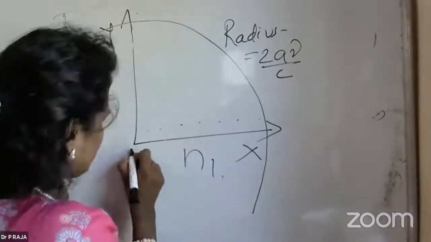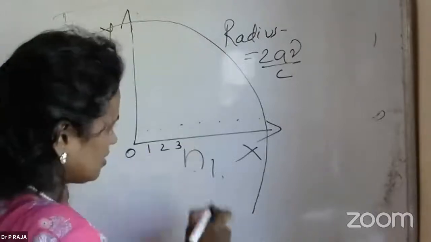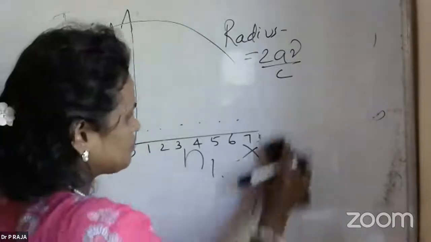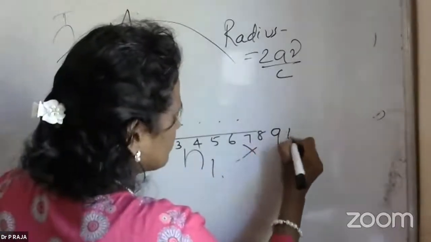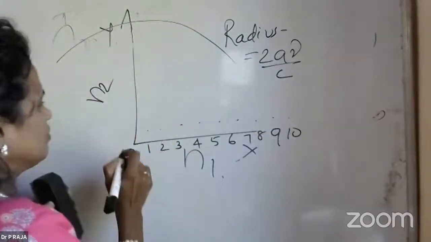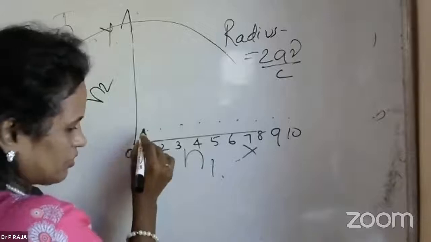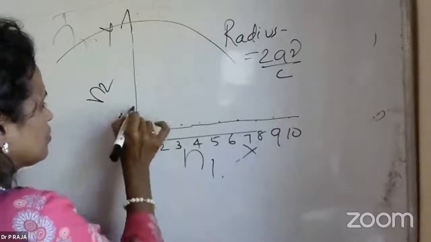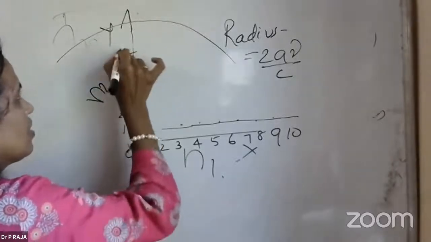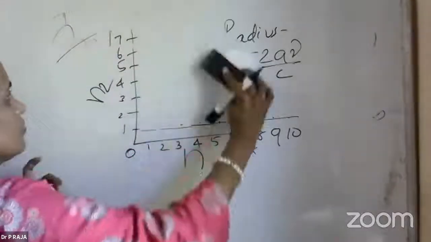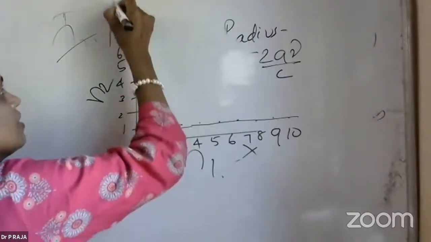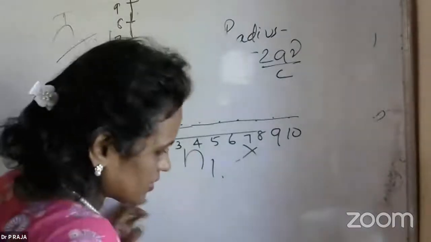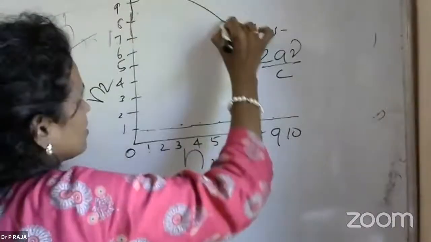So this will be 0, then 1, 2, 3, 4, 5, 6, 7, 8, and it will go up to 10. Similarly, here also, it will be like a checked pattern: 1, 2, 3, 4, 5, 6, 7, 8, 9, and 10. With the 10 and 10, I'm going to draw a circle like this.